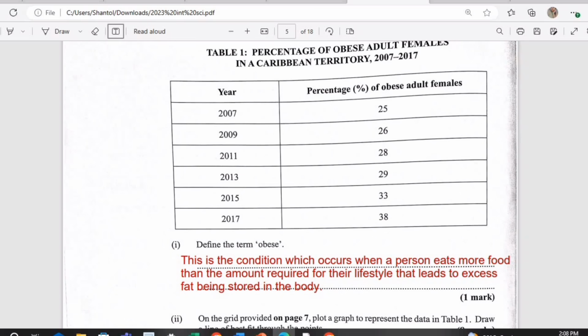This would be the condition which occurs when a person eats more food than the amount required for their lifestyle that leads to excess fat being stored in the body. Now, if you didn't have an exact definition like this, or if this wouldn't be the exact wording you think you would put, that's fine. It's only for 1 mark, but it should be at the end of the day that there is excess weight or body fat being stored. So that would be for 1 mark.